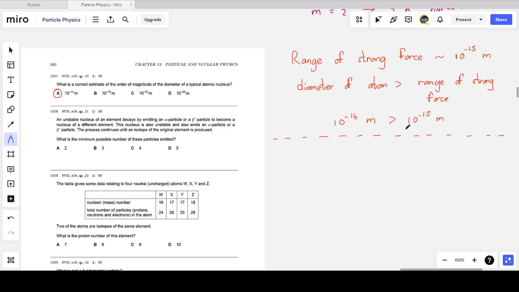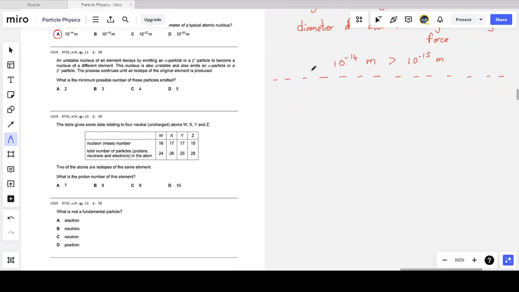This nucleus is also unstable and also emits an alpha particle or a beta minus particle. The process continues until an isotope of the original element is produced. What is the minimum possible number of these particles that can be emitted? The minimum number of particles. Okay, this is kind of a tricky one. Not kind of a tricky one, it is a tricky one.